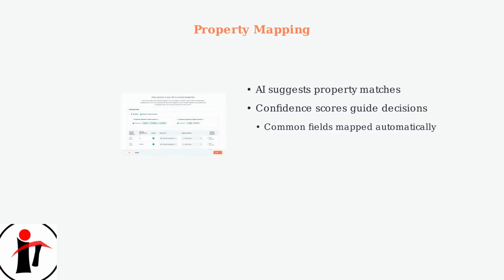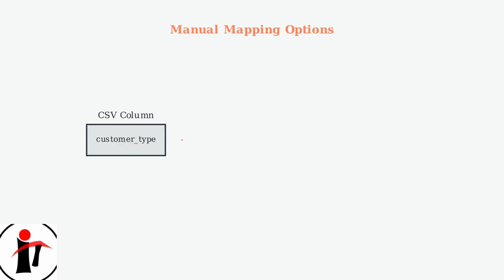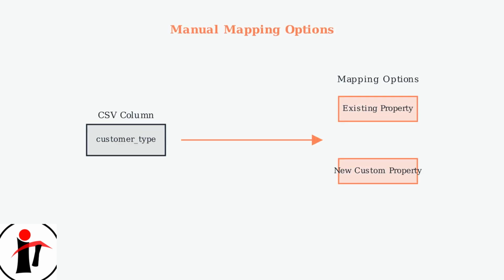HubSpot's import process includes both automatic and manual property mapping. The system uses AI to suggest property matches, showing confidence scores to help you make the right decisions. For manual mapping, you can map columns to existing HubSpot properties or create new custom properties during the import process. This flexibility allows you to preserve all your important data.